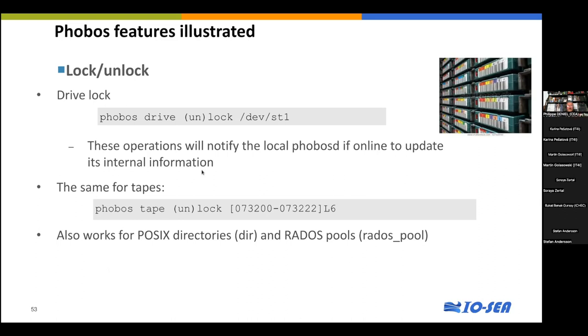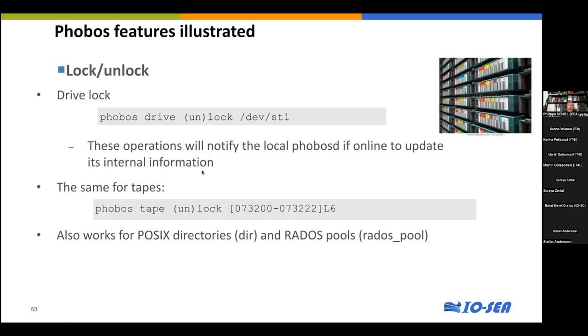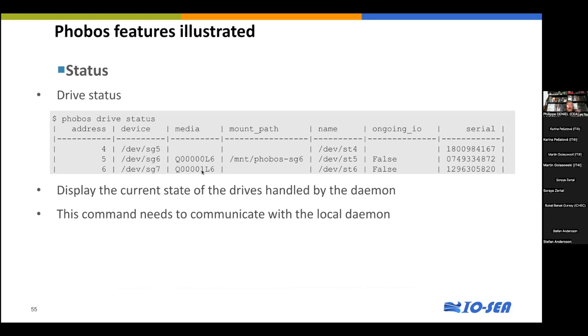So those are administrative features, and these lock and unlock features on drives are very important for managing drives that may become offline. If a drive is faulty and you don't want the software to use it anymore, you lock it. And when it's repaired, you unlock it and everything goes fine again. The same may occur for tapes as well. You can have faulty tapes that you need to repair, and you can lock and unlock tapes. You can also get information, for example the status of your drives or administrative information.